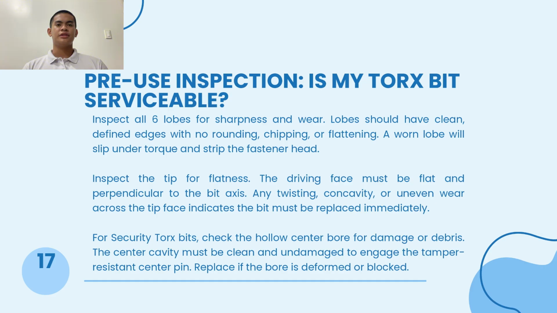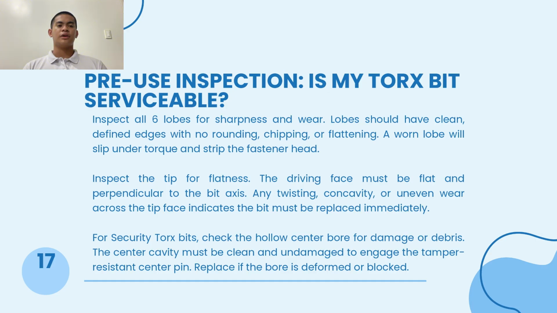Inspecting the Torx bit is crucial before every use. Check all 6 lobes for sharpness and clean, defined edges with no rounding, chipping, or flattening, because a worn lobe will slip under torque and strip the fastener head. Ensure the driving face is perfectly flat and perpendicular to the bit axis. Any twisting, cavity, or uneven wear means the bit must be replaced immediately.